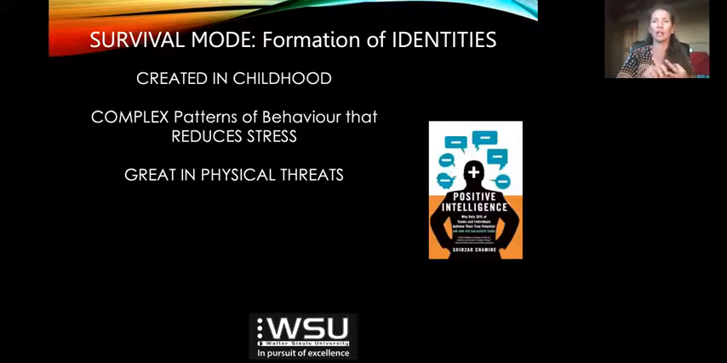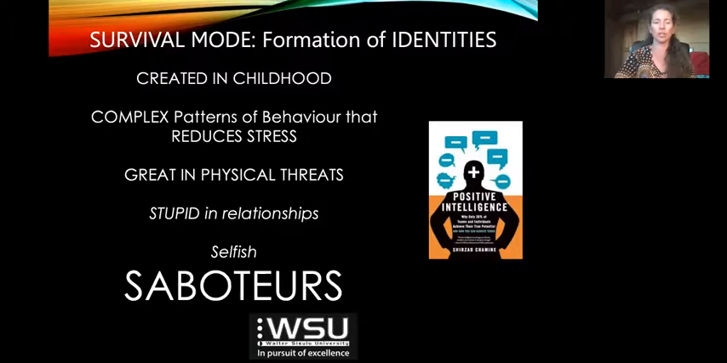So if as a child, your father comes home drunk and you're frightened and you go and hide in the cupboard, that's probably a very sensible way of avoiding that particular threat. The problem is that a lot of these things are really stupid in relationships. So it's great in physical threats, but try and pull it on your husband and go and hide in the cupboard when you have to try and talk something out. That's not going to work. It's very selfish, so it doesn't understand the larger picture.